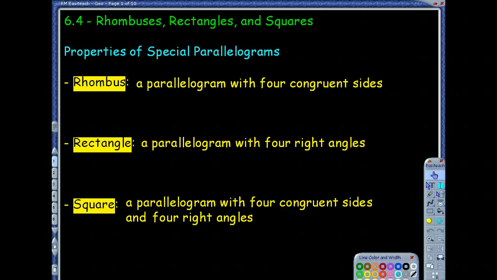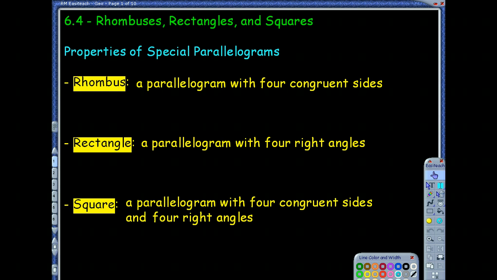Section 6.4 is continuing this idea of a quadrilateral, of course, but we're going to go more specific with the type of quadrilateral we've already learned, which is a parallelogram. Notice the title is we're dealing with rhombuses, which you should know what that is, a rectangle, of course, and squares.